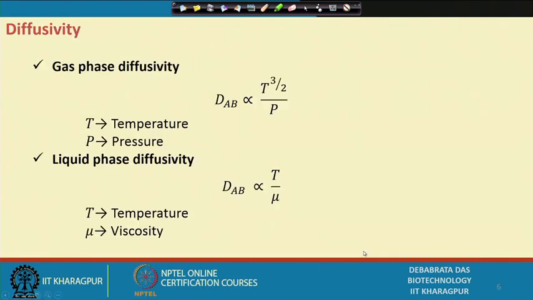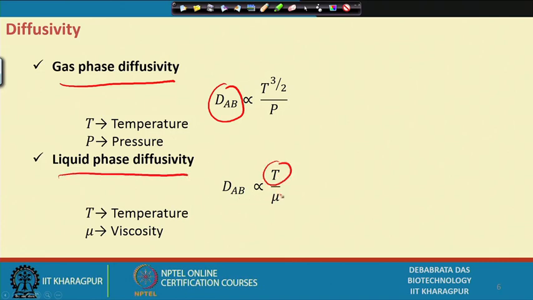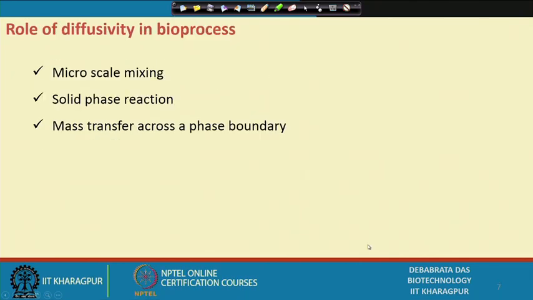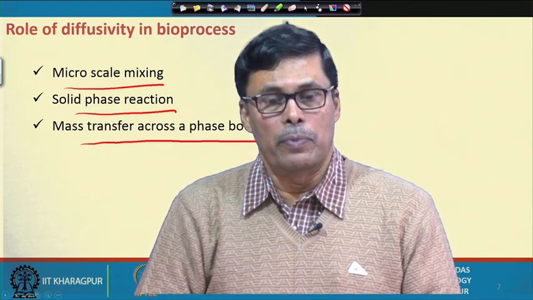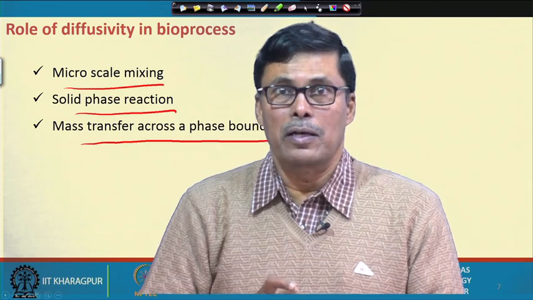Now, diffusivity depends on temperature, like this: D_AB is proportional to T to the power 3/2 by P. So this is the gas phase diffusivity. Another is the liquid phase diffusivity, D_AB proportional to T by mu. This mu is the viscosity of the liquid, and P is the pressure of the gas. The role of diffusivity in the bioprocess is micro scale mixing, solid phase reaction and mass transfer across the phase boundary. So three different things simultaneously take place: micro scale mixing, solid phase reaction and mass transfer across the phase boundary.